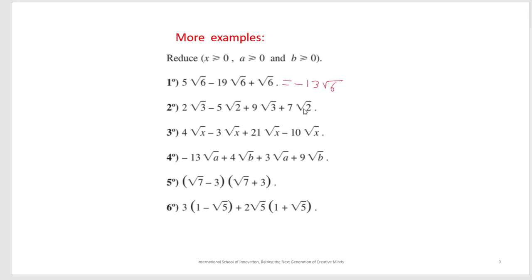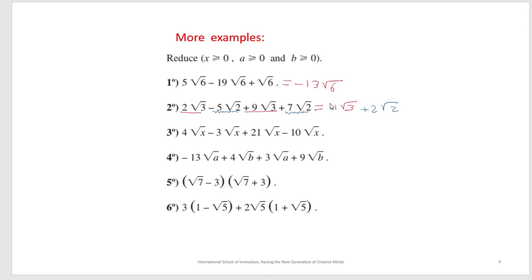Okay? 2 radical 3 minus 5 radical 2 plus 9 radical 3 plus 7 radical 2. So how could you do it? It's equal: 2 radical 3 plus 9 radical 3 is 11 radical 3. Okay? Negative 5 radical 2 plus 7 radical 2 is equal to 2, meaning negative 5 plus 7 is 2. So plus 2 radical 2.